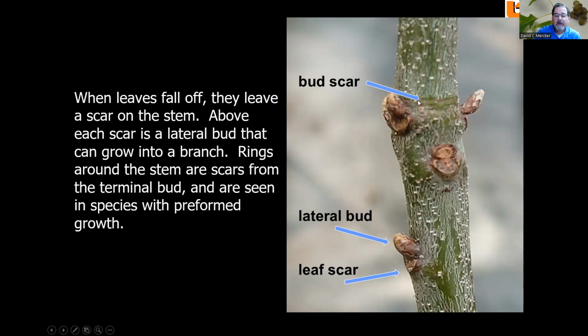And you'll see this particularly in trees where they have preformed growth, and I'll explain that to you shortly. So just to reiterate, there's your scar. That's where the leaf was. That's the bud, and this is a bud scar for the terminal bud.